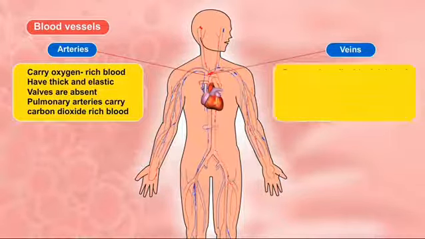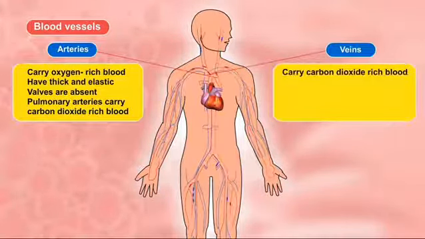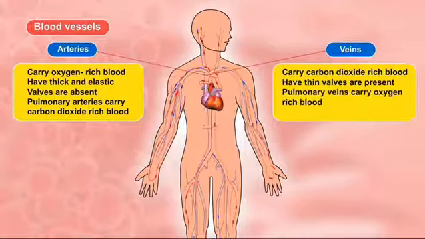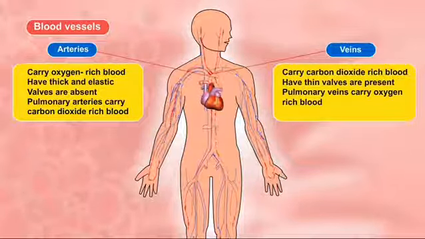Veins. Veins carry carbon dioxide-rich blood from the various parts of the body to the heart. They have thin walls. Veins have valves which prevent the backward flow of blood. Pulmonary veins carry oxygen-rich blood from the lungs to the heart.